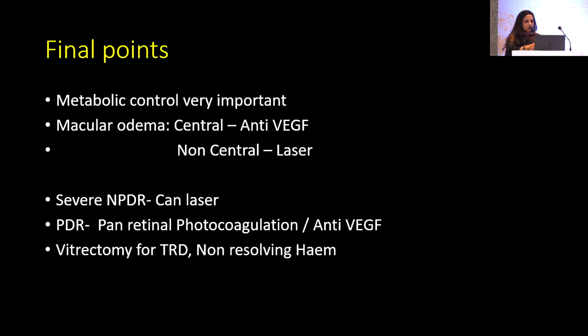For a macular edema which is central, anti-VEGFs are the treatment of choice. For a non-central edema, you can still do laser. A severe NPDR, you can laser, provided you feel that the patient will go into proliferative stage, or cannot come for follow-ups. For a PDR, pan-retinal photocoagulation combined with anti-VEGFs can be done. And whenever there is a tractional detachment or a non-resolving hemorrhage, then vitrectomy is the treatment of choice. And also systemic control is extremely important.